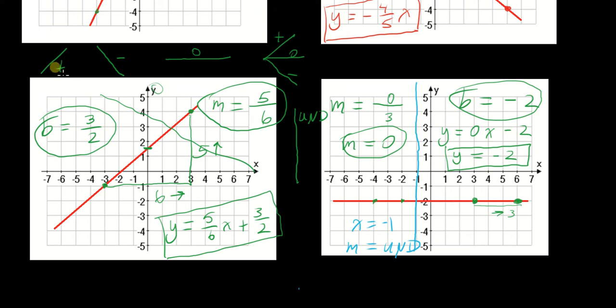So again, positive, negative, 0, or undefined. Those are your 4 types of slopes.